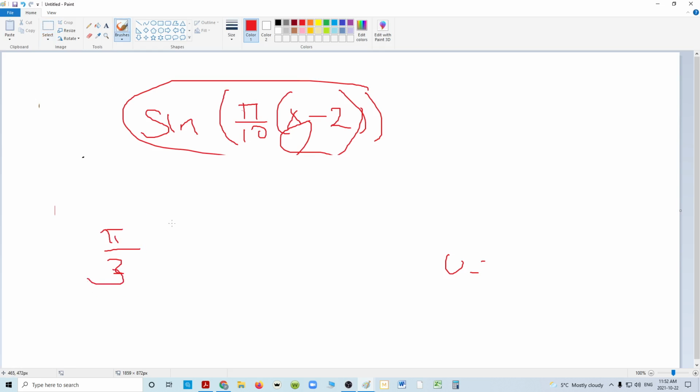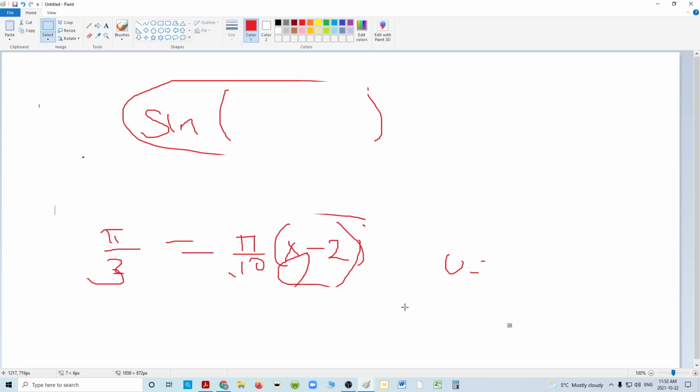Pi over 3, sorry. And we now know, since it's pi over 3, the u in there is going to be equal to that. So I got to get rid of this 10, so I'm going to multiply by 10. Got to get rid of this pi, so I'm going to divide by pi on both sides, and these pi's will now cancel out. And I get 10 over 3.